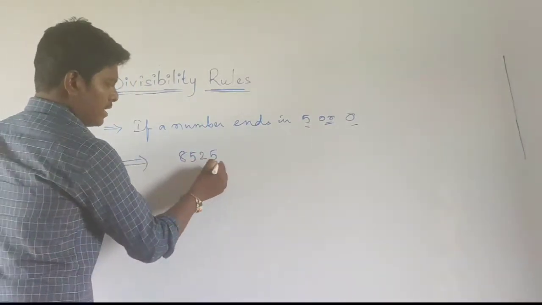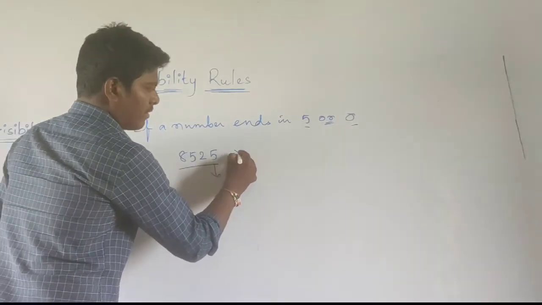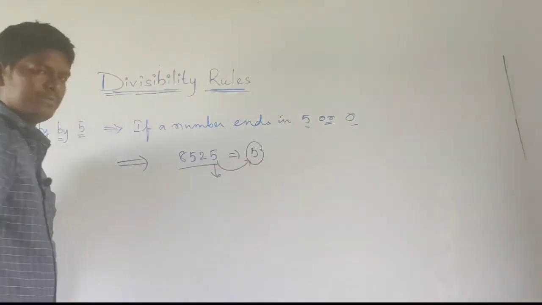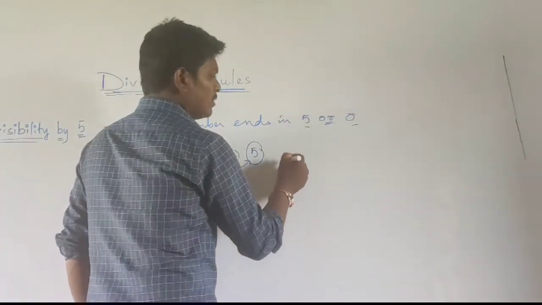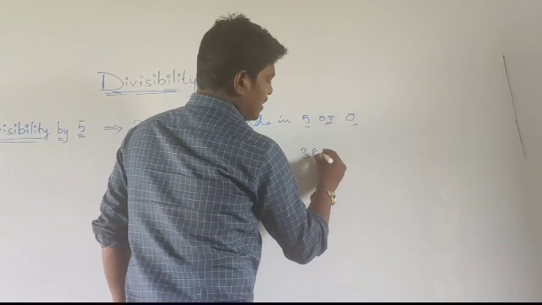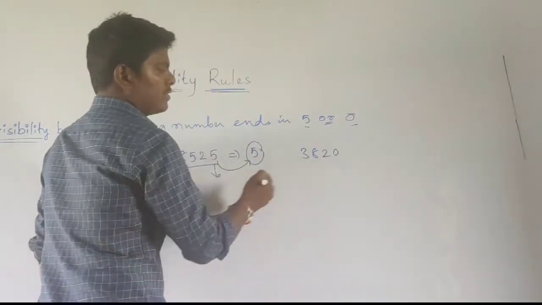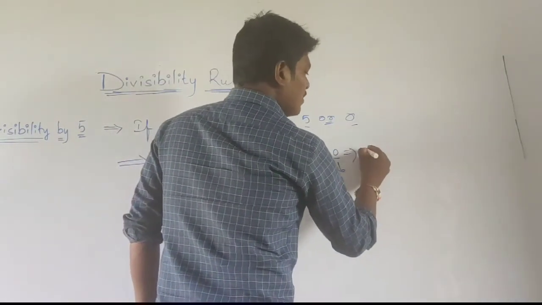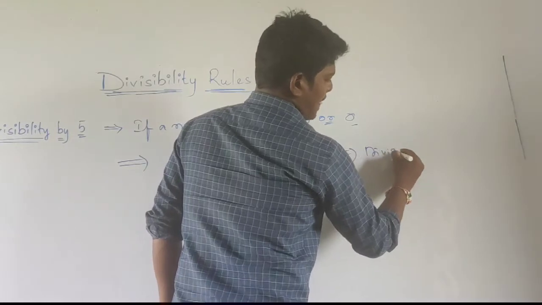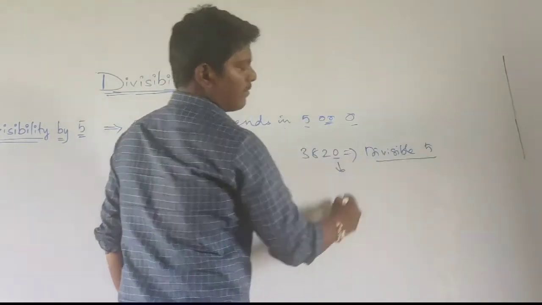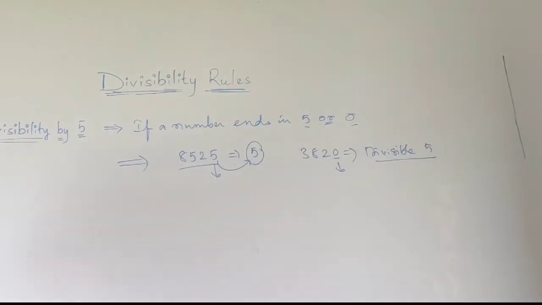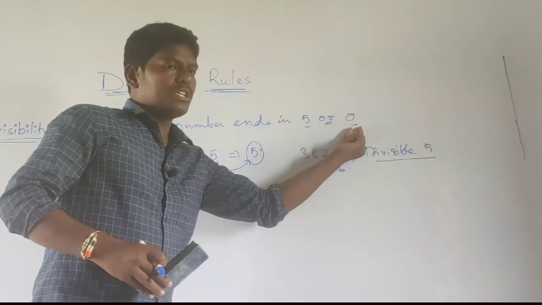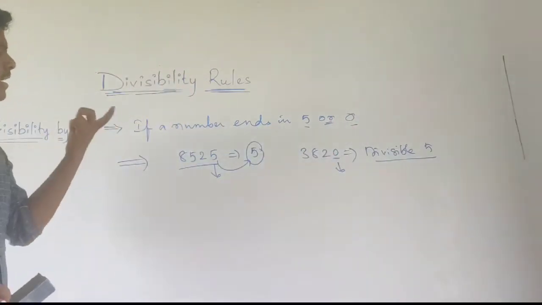8525. In this number, in the ones place we have 5, so this number is divisible by 5. One more example: 3820. In the ones place we have 0, so this number is also divisible by 5. Very simple this is. If any number ends in 5 or 0, definitely the number is divisible by 5.